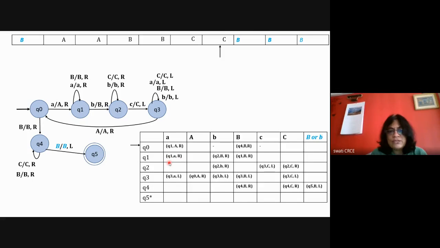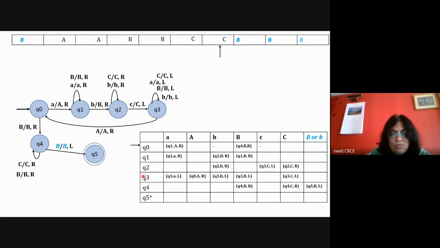I think you have understood now. I don't have to explain all the transitions. Now Q1 with capital B: Q1 with capital B remains Q1, and capital B remains capital B and R. But if it is in Q1 and small b is there, it is changed to capital B. So Q1 small b is changed to capital B, it's going to the state Q2, and it is R. So see here and write down the transitions in the transition table.